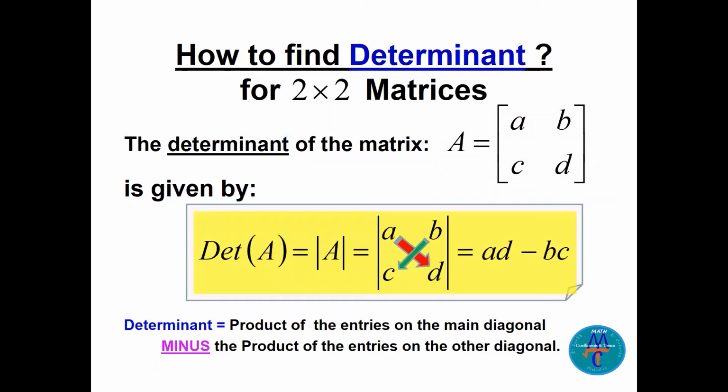There is a nice formula to find the determinant of a 2 by 2 matrix. If we have a matrix A, B, C, D, the determinant, we write it as det of A, or we write 2 bars of A, or we write 2 bars A, B, C, D. We multiply the main diagonal, AD, minus the product of the other diagonal. So AD minus BC. So we say the determinant will be the product of the entries on the main diagonal minus the product of the entries on the other diagonal. So that will be a number there.